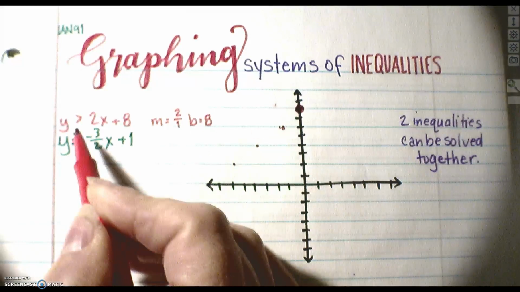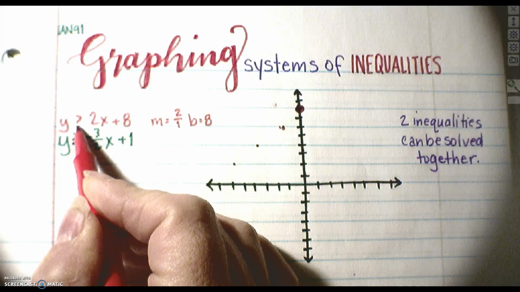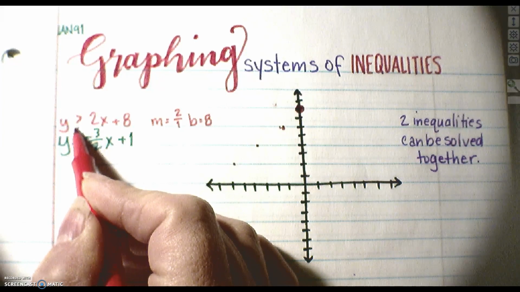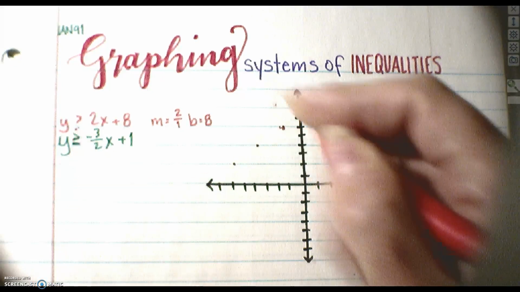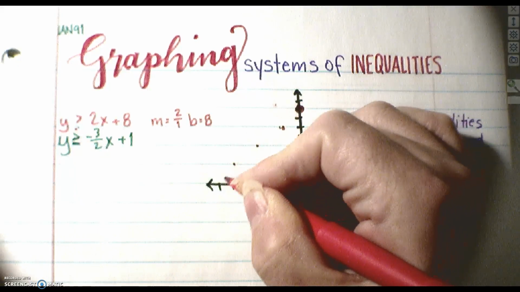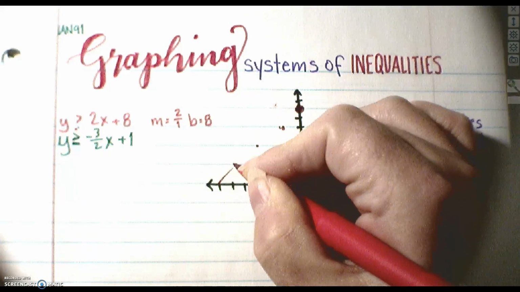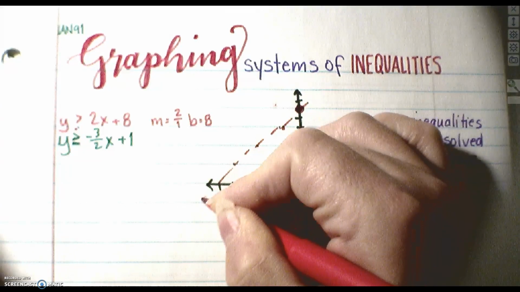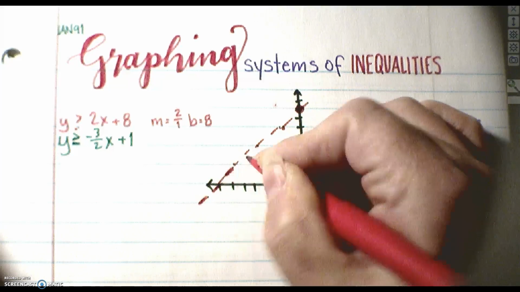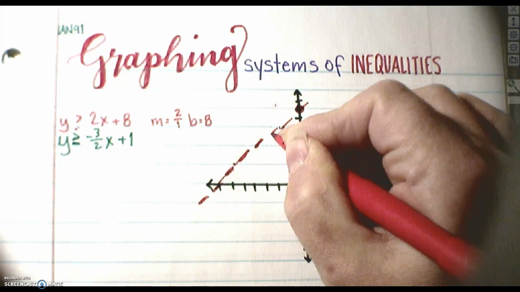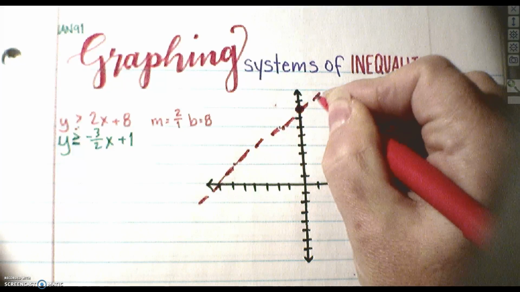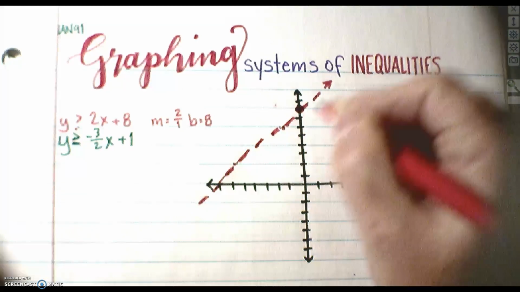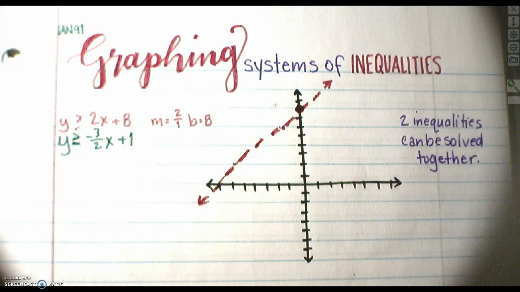So we have to look at this right here, the inequality sign. Is it going to be a dashed line or a solid line? Well, it's going to be a dashed line. Not doing a very good job here. Sorry about the crookedness. Should have used a straight edge. Okay. Now we have to decide where to shade it.